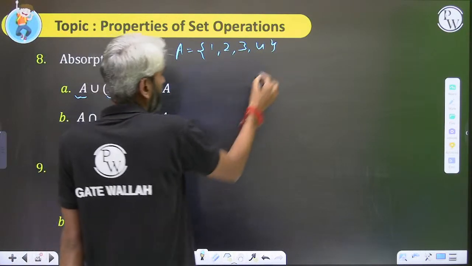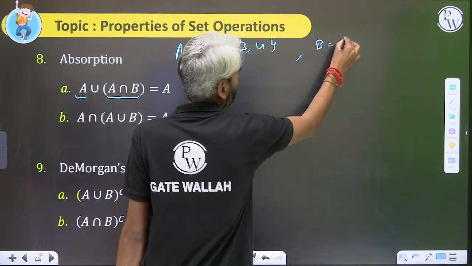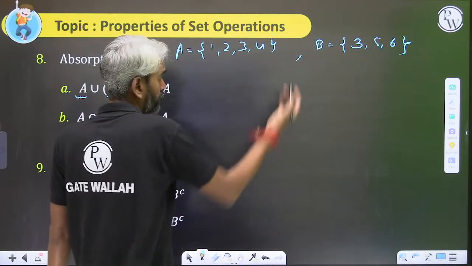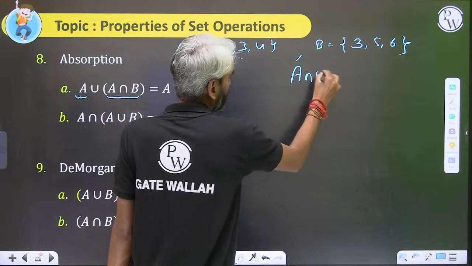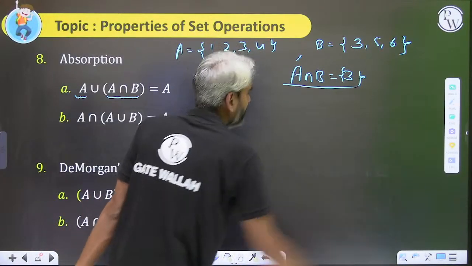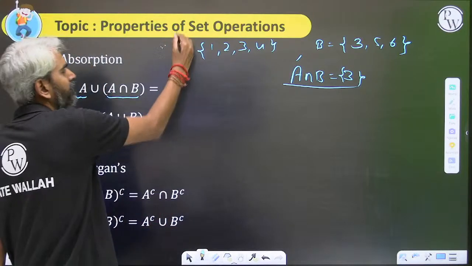1, 2, 3, 4. Now my question is, let's assume B is 3, 5, 6. So what is A intersection B? Sir, A intersection B will be 3. So the element which is present in A intersection B is already present in set A.